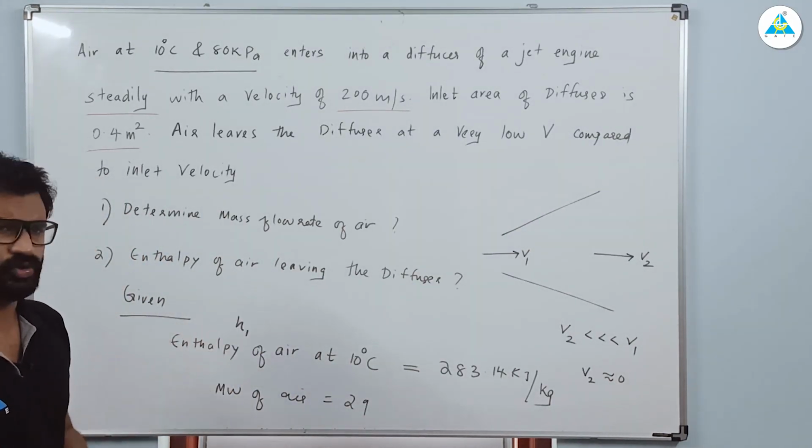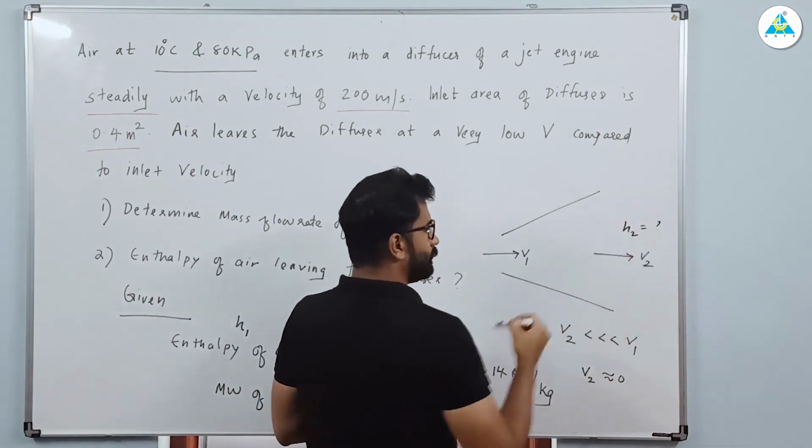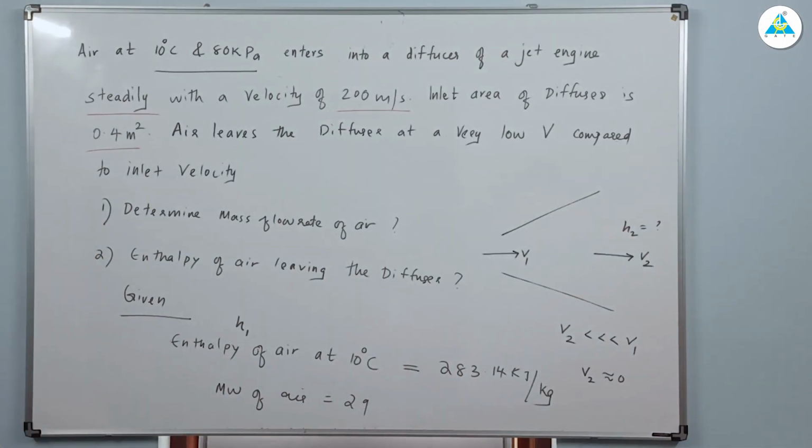So you need to find what? H2, the enthalpy leaving the diffuser. So H2 you need to find. The molecular weight of air is given as 29. So this is the question. Those who wanted to solve, pause the video, read the question once again and solve.